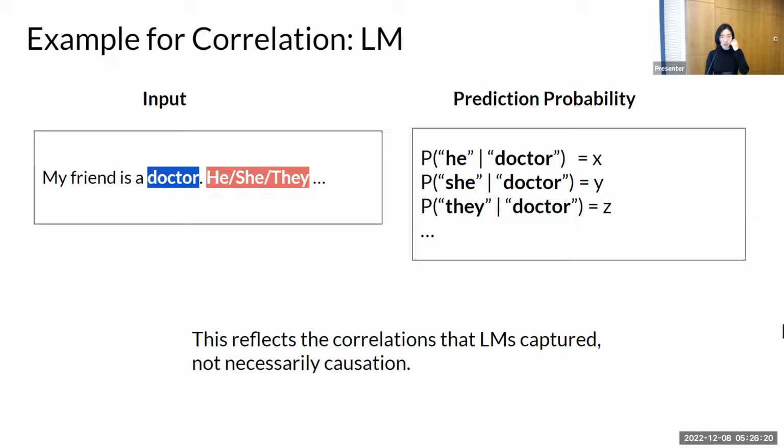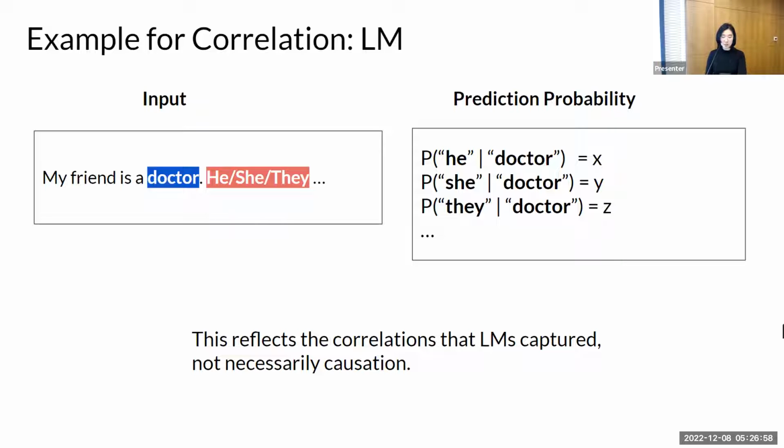Another example to supply this will be when we're analyzing language models. If we have a sentence such as "my friend is a doctor," then the masked entity will try to predict a pronoun following this. Then we have different choices for the pronoun. And then probably we'll see the language model giving us different prediction probability. Given doctor, the probability of he, she, they, and so on. So this also reflects the correlation that language models captured, not necessarily causation, which is more of the center of fairness problems.